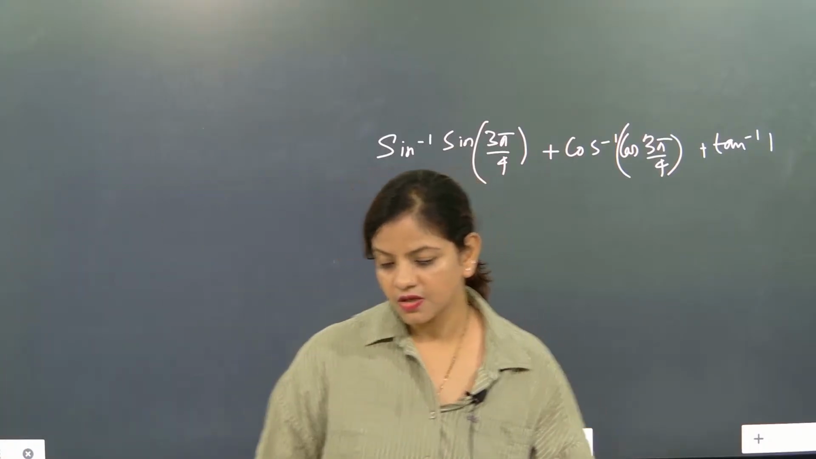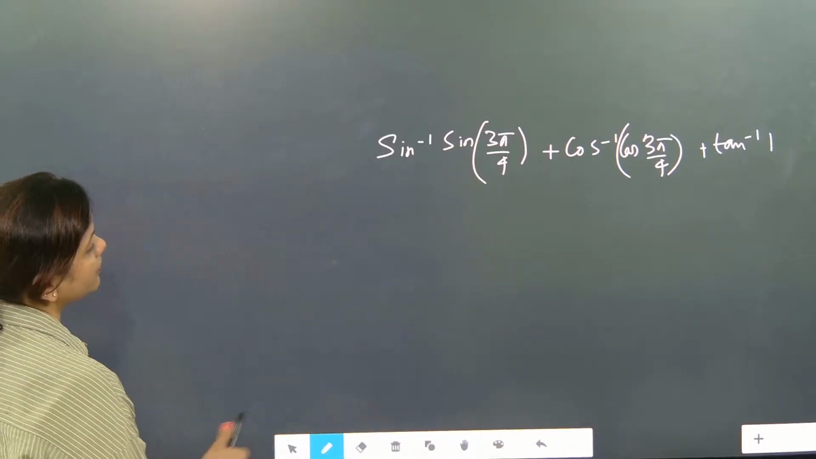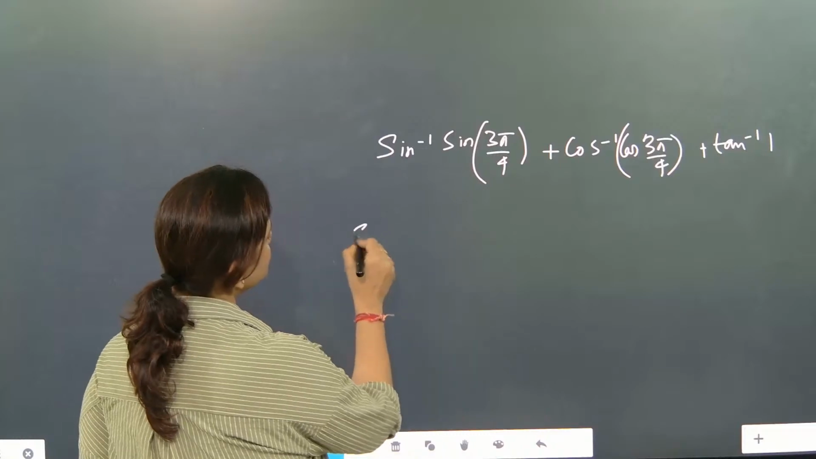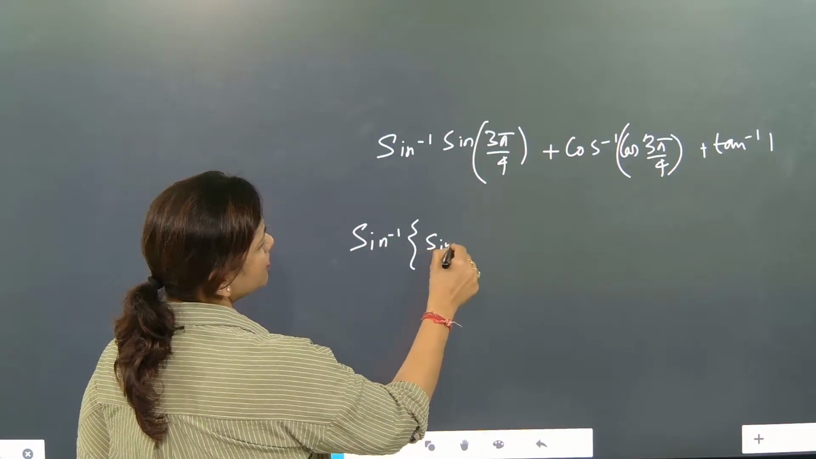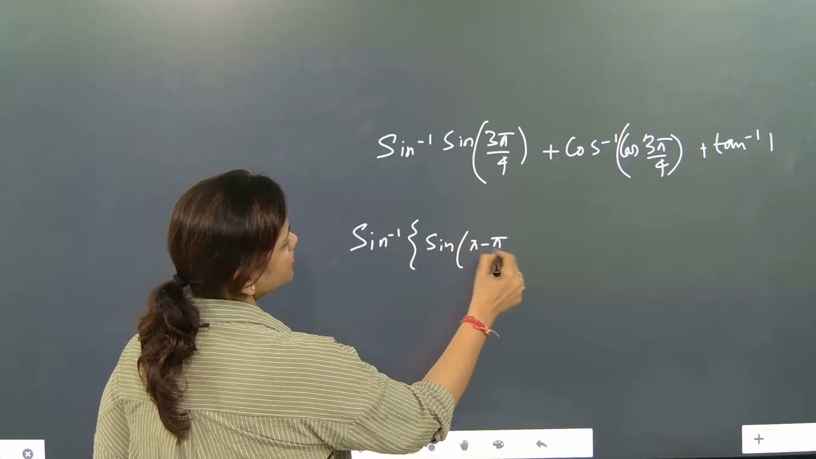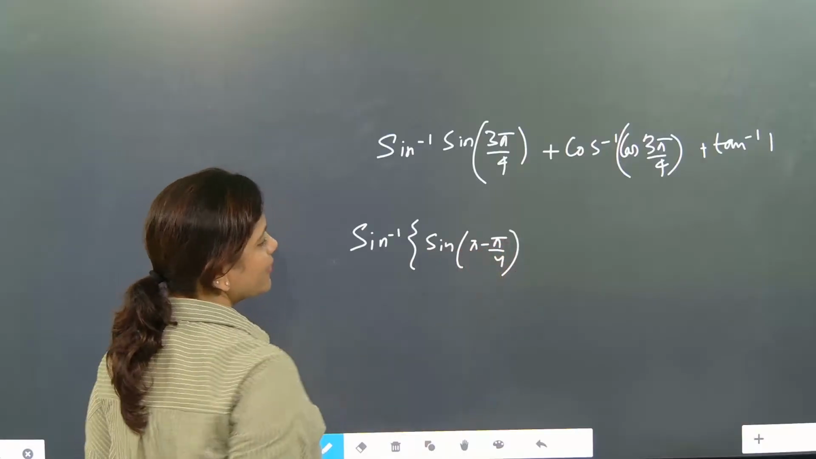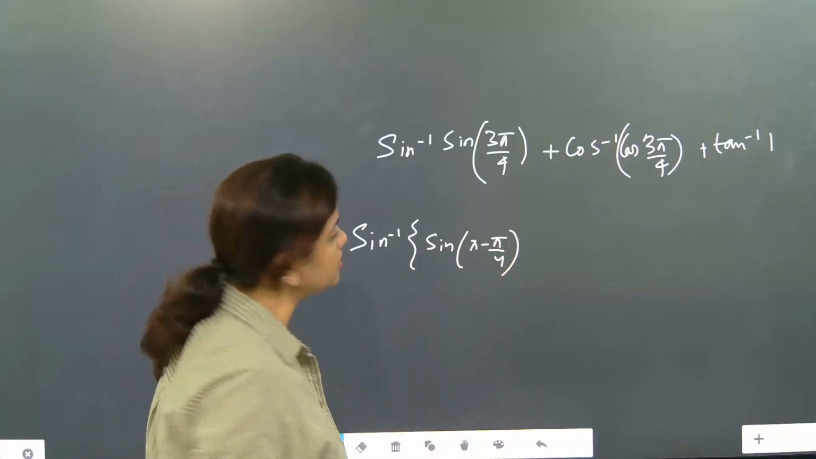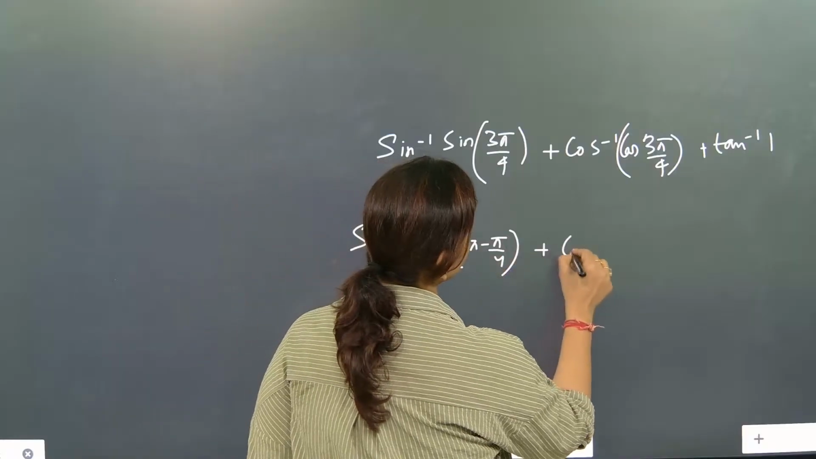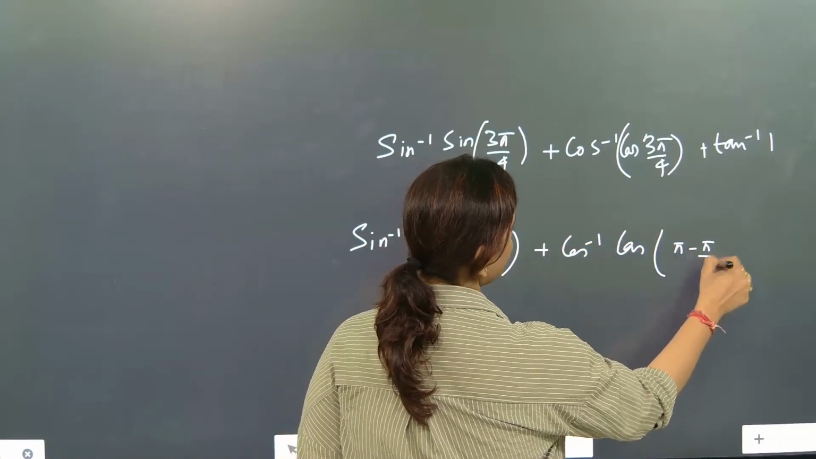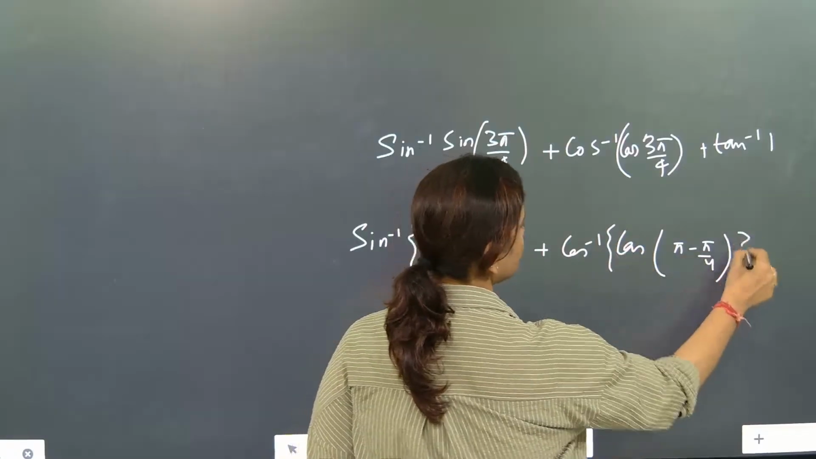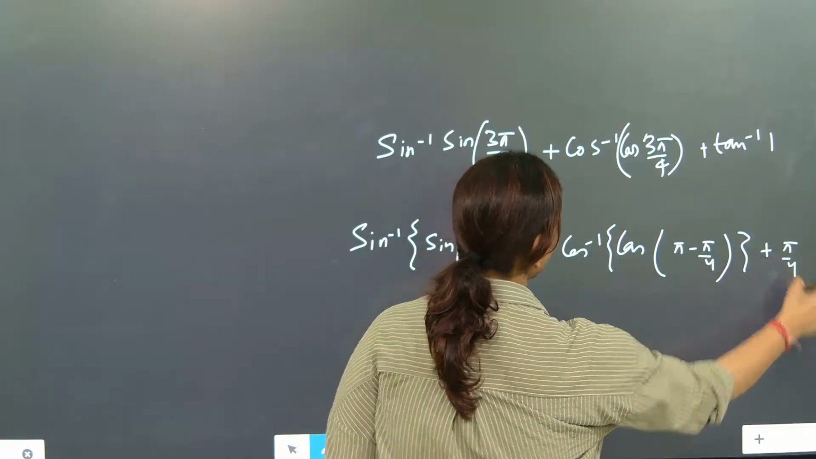Very good, Ashik. Ashik has also given the answer 3 pi by 4. Let's check this one out first. So, the principle here: sine 3 pi by 4 will become sine of pi minus pi by 4, since 4 pi minus pi will become 3 pi. So the 180 minus theta part will come, plus cos inverse of cos of pi minus pi by 4. This part is coming, plus tan inverse 1 is pi by 4.